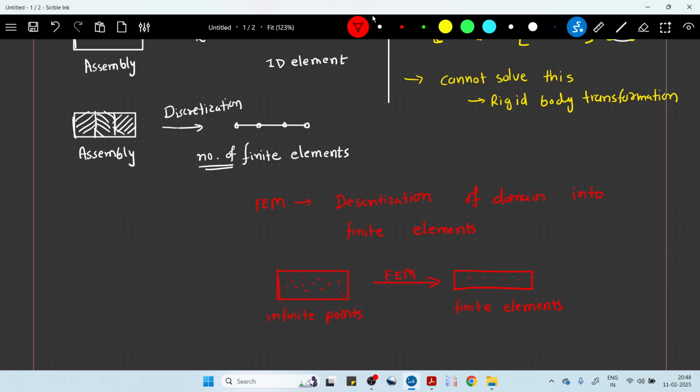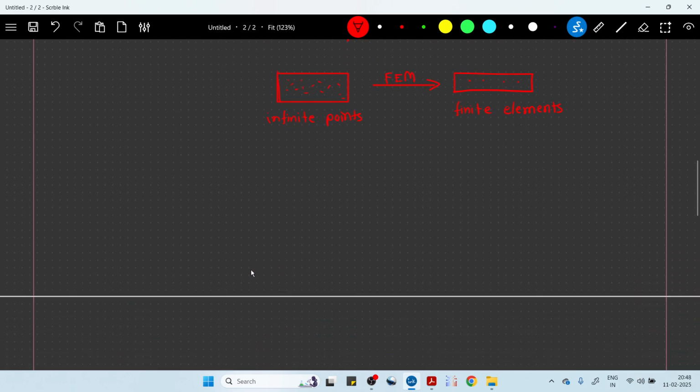Okay, so this is the main idea behind finite element method. So let's try to understand assembly of 1D elements. What we did is we have discretized it with, let's say, three elements. Next, what we have to do is assembly of these 1D elements. Here there are one, two, three elements, so we have to perform assembly. So let's try to understand with an example.